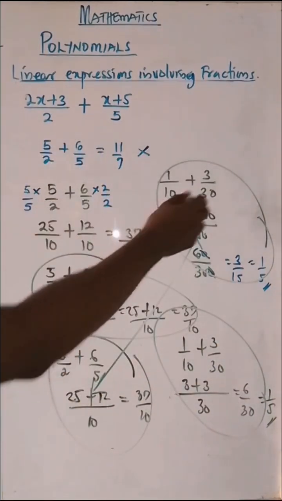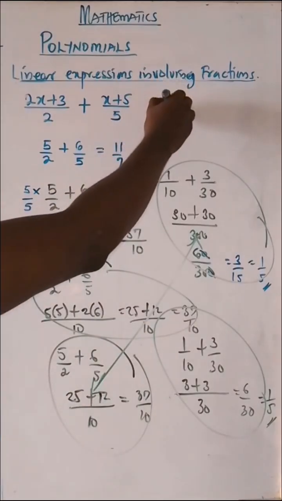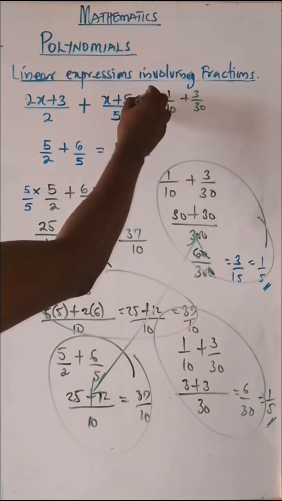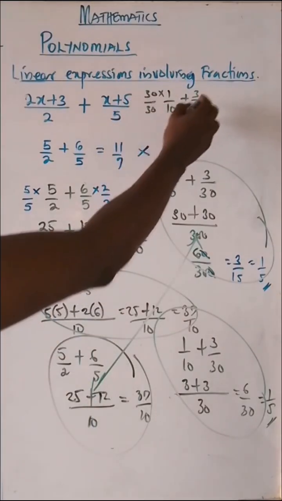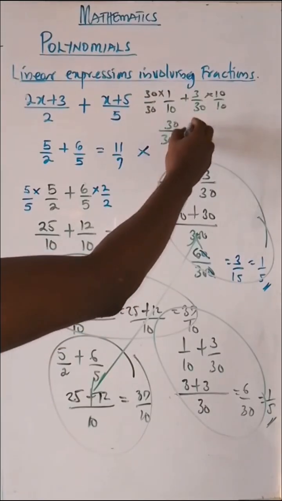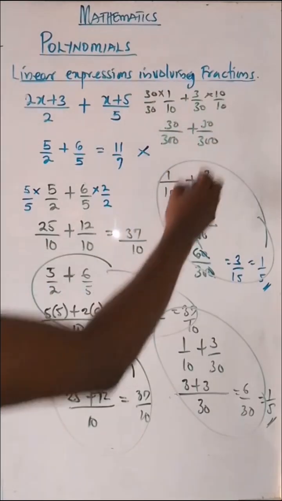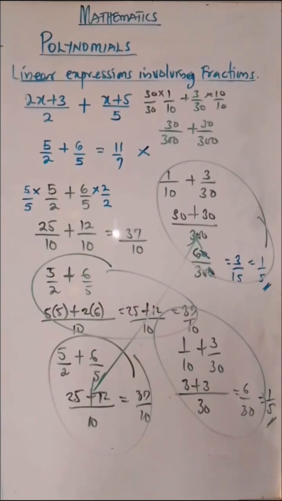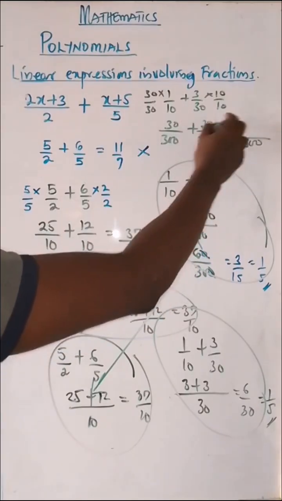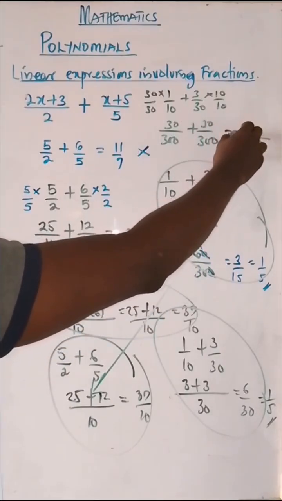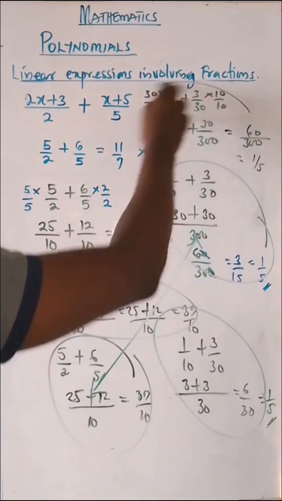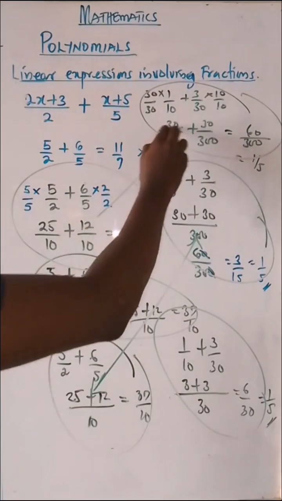Can we use this butterfly method for this one also? Yes. So we have 1 over 10, 3 over 30. So you come here, you multiply this one by 30 over 30, this one by 10 over 10. Then we are having 30 over 300 plus 30 over 300. Am I right? Yes. So pick one of the denominators, 30 times 10, 300. That is what? 60. Then at the end, same thing we got here, you get 1 over 5. So this method with this are the same.